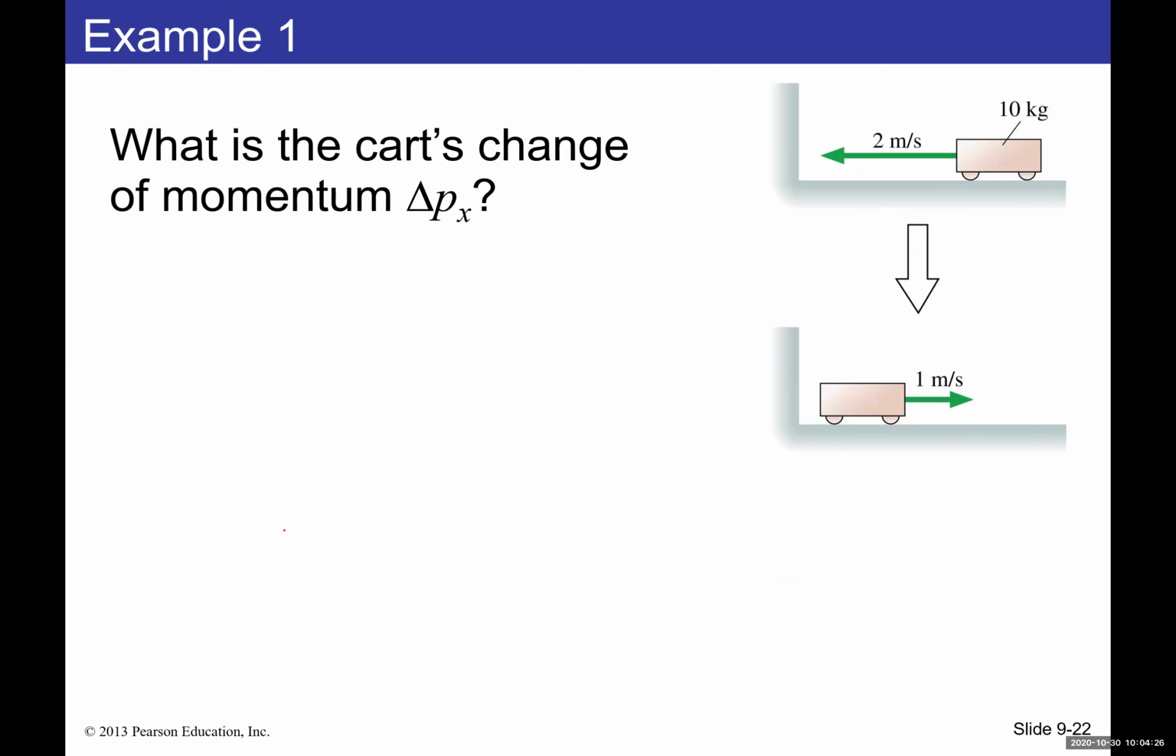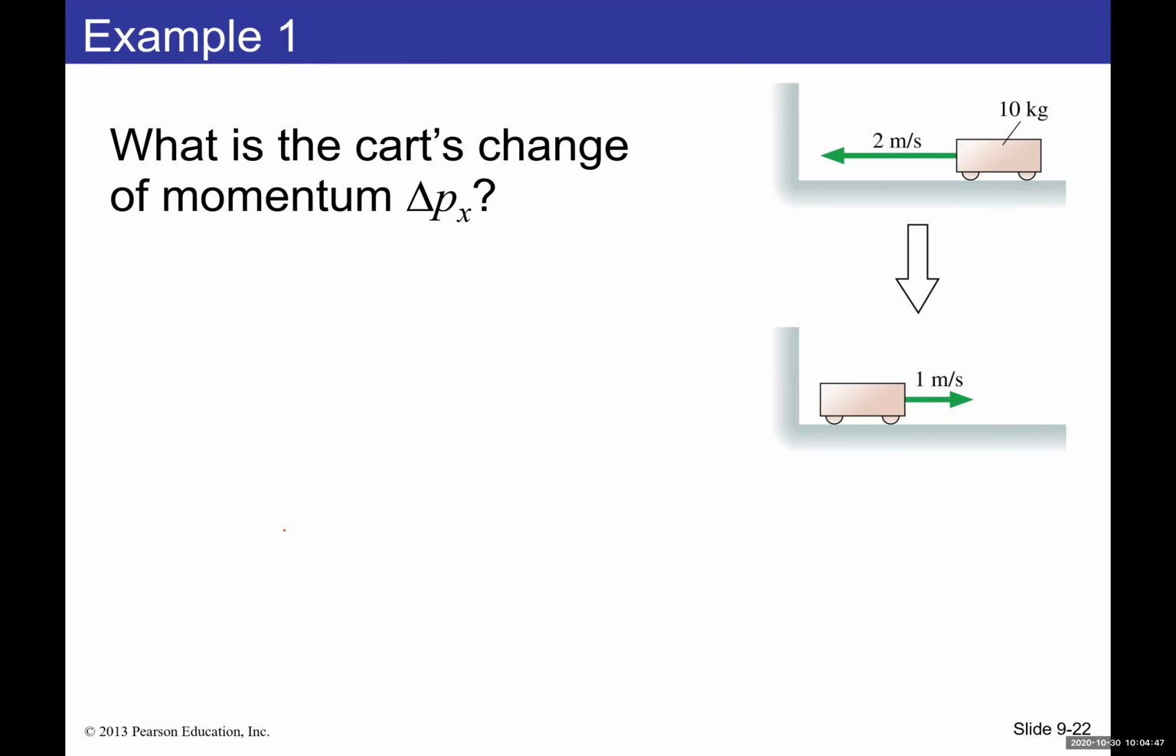Let's say we have a cart moving to the left at 2 meters per second, and it's a 10-kilogram cart, and then it collides with the wall and bounces back, moving to the right at 1 meter per second. So then what is the cart's change of momentum, delta px? The x subscript means that it's only horizontal motion.